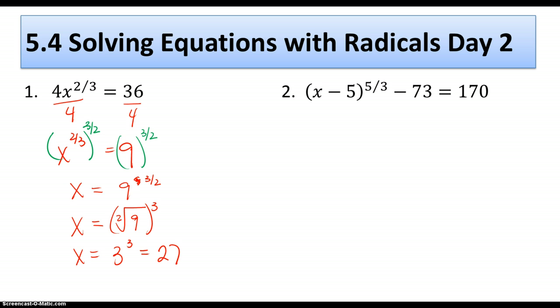Okay, make sure you check your answers to make sure it's not extraneous. I'll let you do that on your own. And then we're ready for number 2. So again, same rules as yesterday. We're going to isolate the radical, even though it doesn't look like a radical, so start by adding 73 to both sides. When I do that, I get x minus 5 equals 5/3 to, there we go. So same as number 1. To remove the 5/3 off of that quantity, we raise both sides to the reciprocal power.